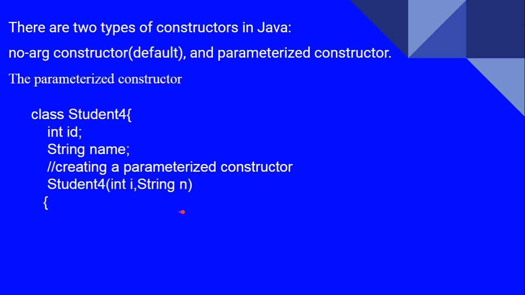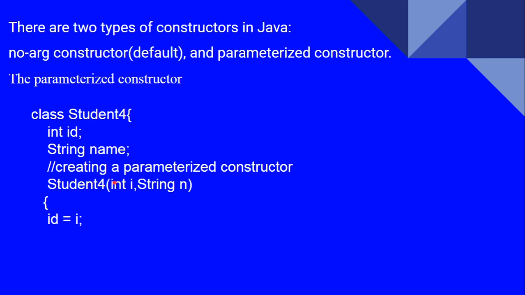Class Student4 is the class name, and the open brace starts the class. Int id and String name are the members of the class, or the data of the class. Now we are creating a parameterized constructor. As we have seen earlier, the rule is that the class name will be the name of the constructor. So Student4 is the name of the constructor, which is the class name. The cases should also match, as they are case sensitive.